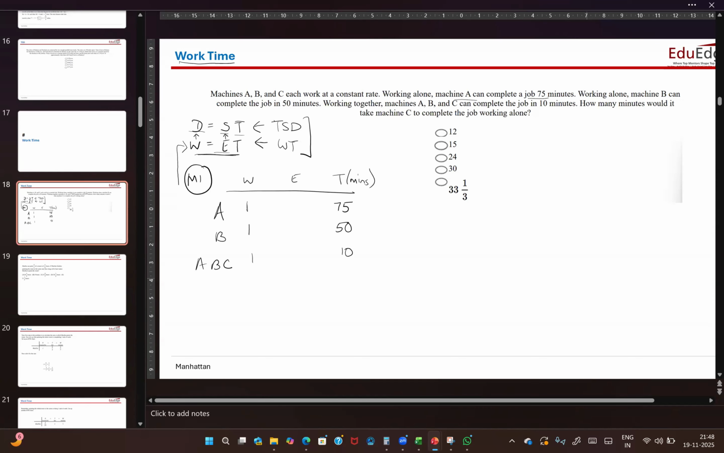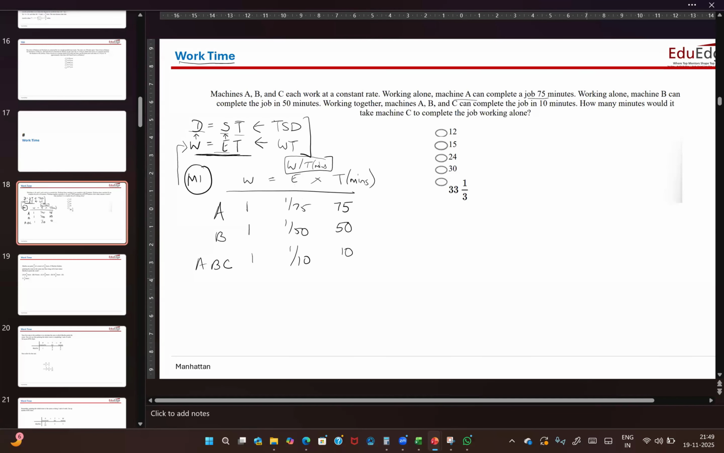Simple application of work equals efficiency into time. You can calculate speed or efficiency very easily. That is work divided by time. So on top, you can just write this. Efficiency is work divided by time. So can I write 1 by 75, 1 by 50, and 1 by 10? It means that in 1 minute, A does 1/75th of the work. That is what it means. So this is work by time in terms of minutes.